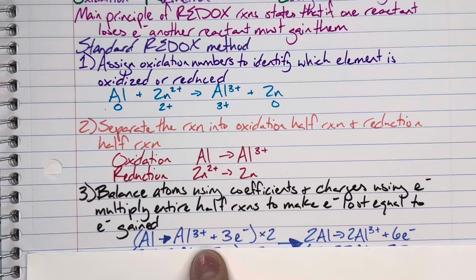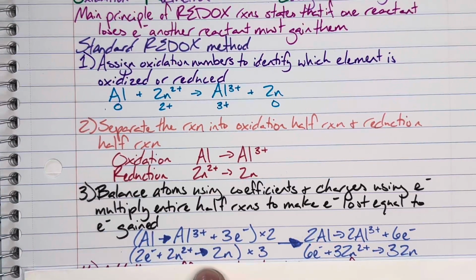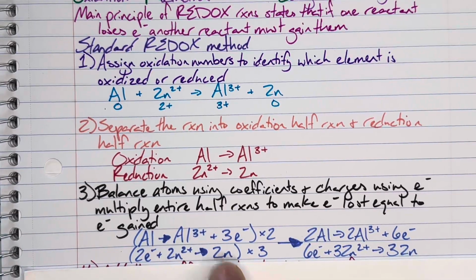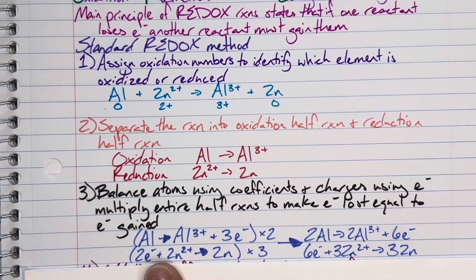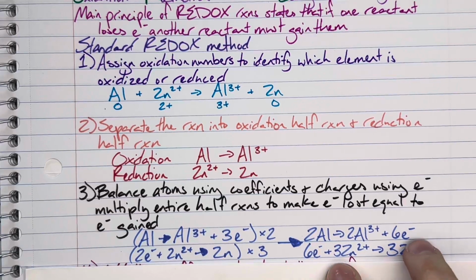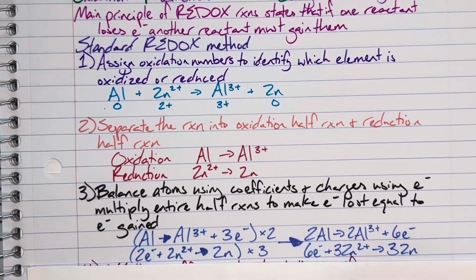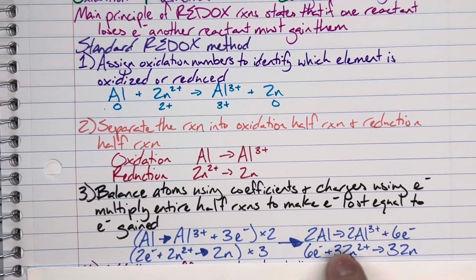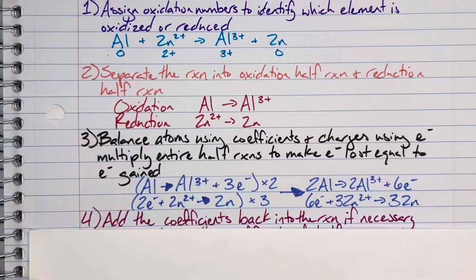So for the aluminum, to balance out the charge so that the charges are the same on both sides, I needed to add 3 electrons. And to make the charges the same on both sides being 0, for zinc I needed to add 2 electrons on the reactant side. Now these two don't balance out. This is 2 electrons, this is 3 electrons, so I need to go ahead and multiply both half reactions in order to make the number of electrons gained and lost the same. So I need to multiply my aluminum set by 2 and my zinc set by 3 in order for me to have 6 electrons on the reactant side and on the product side.